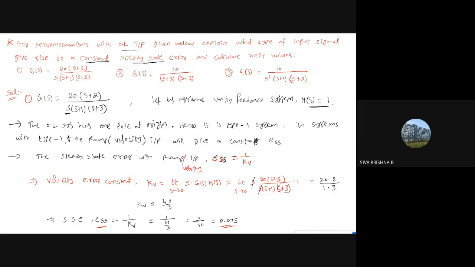Type 1 on chota type 0 system, ramp on chota unit step, and remaining as it is. KV. So unit step means what is the static error constant notation? ESS equals 1 by 1 plus Kp, where Kp is called the positional error constant.